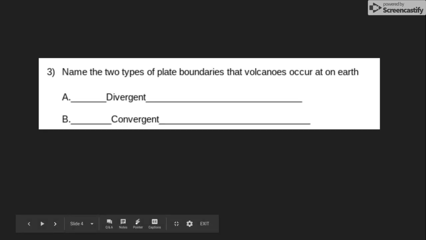Name two types of plate boundaries that volcanoes occur at on Earth. So you have your divergent boundary and you have your convergent boundary. So those are the two types of plate boundaries that volcanoes most likely occur.